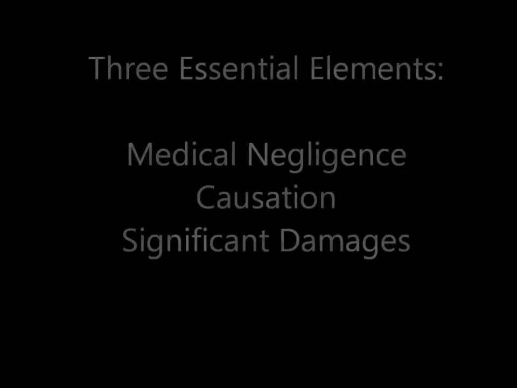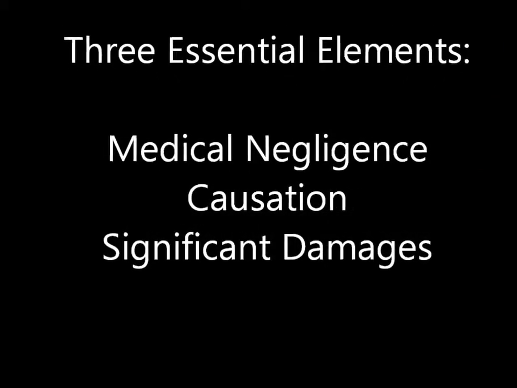Often people who have an adverse outcome from a medical procedure or medical treatment have a question: do I have a medical malpractice case? Well, I'm going to talk about the three things that you absolutely must have to have a viable medical malpractice claim. The three elements that are absolutely essential for a medical malpractice claim are medical negligence, causation, and significant damages.